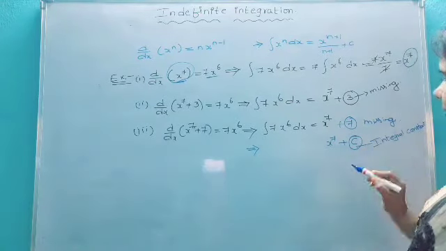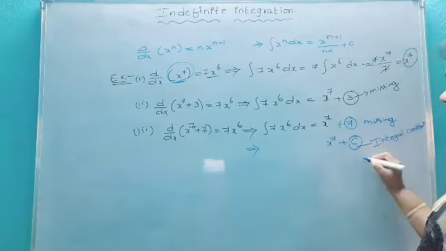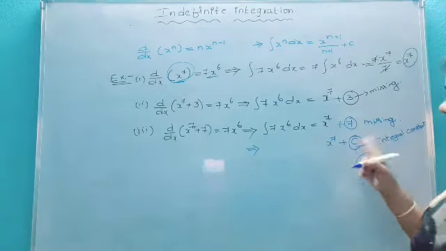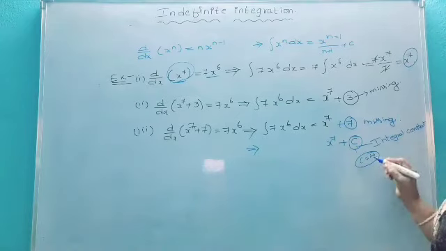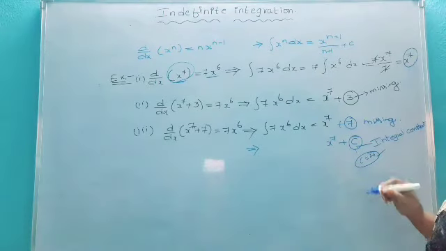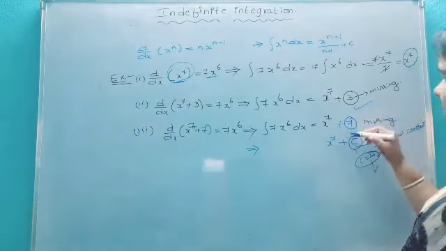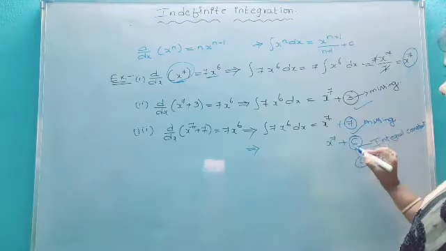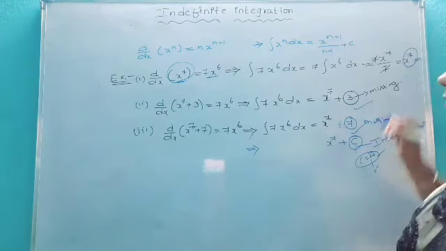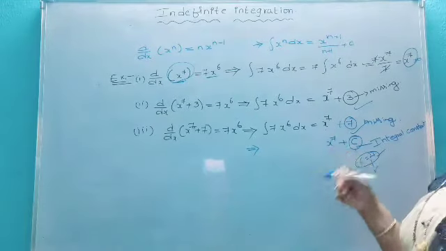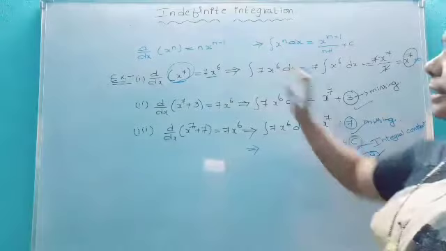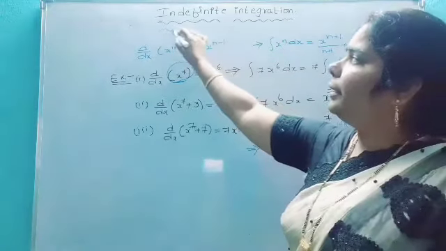Sometimes C is equal to 3. Sometimes C is equal to 7. Sometimes C is equal to 4. Whatever that is, it is every time a missing number. That number C is called the integral constant. Depends upon C, we have different answers: x cube plus 7, x cube plus 3, x cube plus 0. Depending on the C value, the answer changes. So that integration is called indefinite integration.